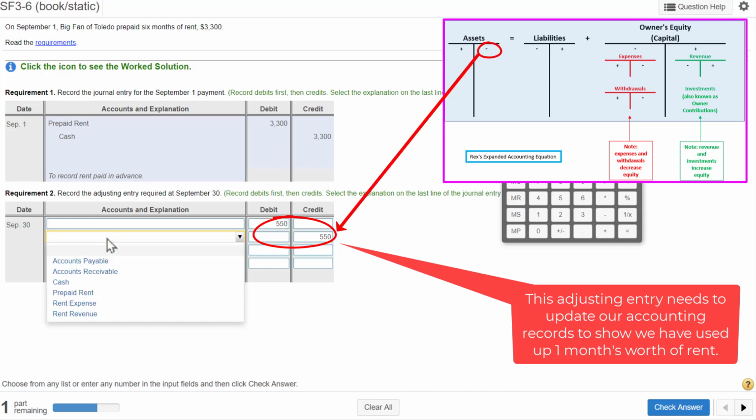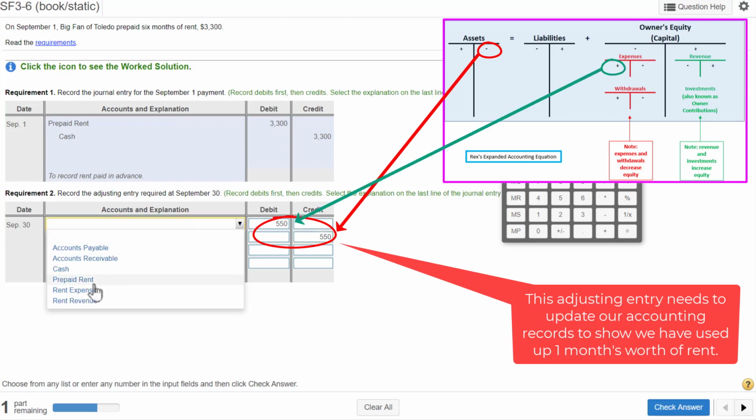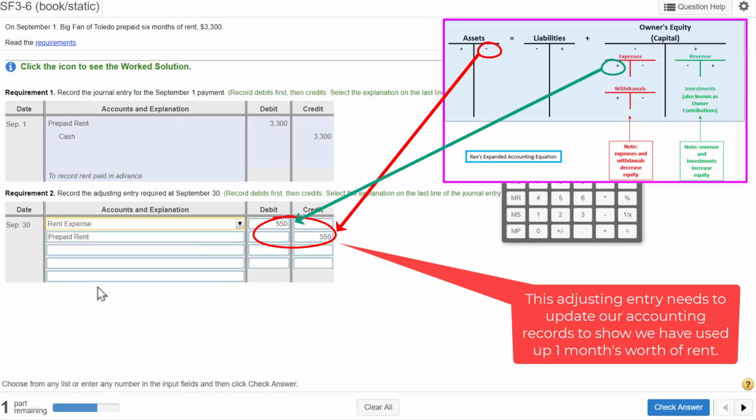So I'm going to skip the debit, go to the credit, because that's kind of easier to understand. Prepaid rent is going down by 1 month's worth, which is $550. And whenever we use up prepaid rent, we have to record rent expense. And why am I debiting that? Because this expense is increasing, and expenses increase with a debit. So then I need an explanation to record rent expense.